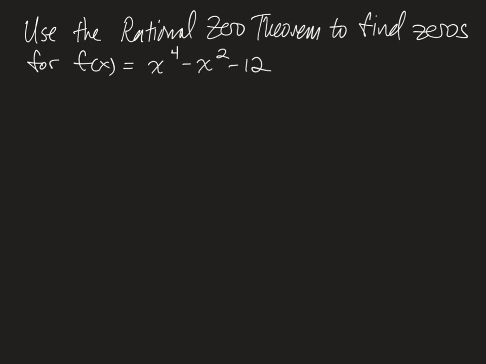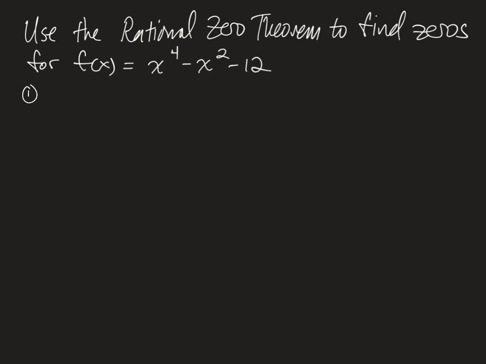All right, new example. We have used the rational zero theorem to find the zeros for f of x equals x to the 4th minus x squared minus 12. And yes, you can factor this, however, I'm using this example for multiple reasons. So we're going to use the rational zero theorem for this. First step, create a list of zeros.